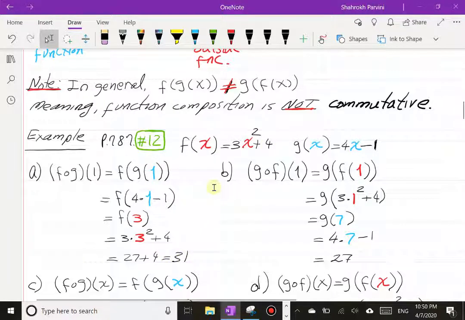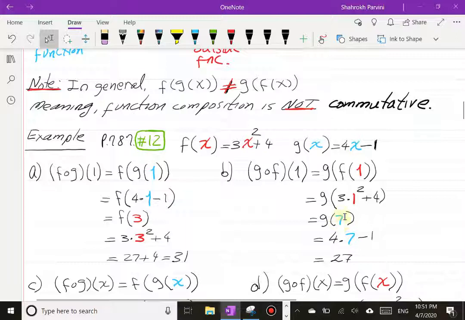Now, in part B, we want to do g of f of 1. So again, I wrote it in a notation that I understand what to do with. And then we always work compositions from inside out. Keep that in mind, please, from inside out. So I'm going to work the inside first. That would be putting in a 1 for f. And I did. That's 3 times 1 squared plus 4. And this evaluates to a 7.